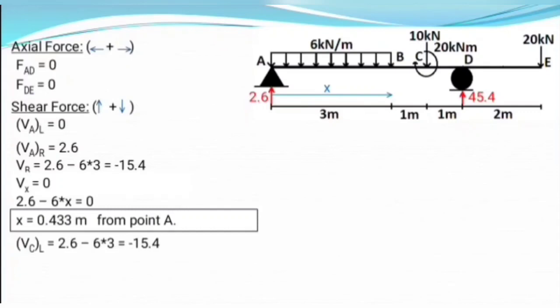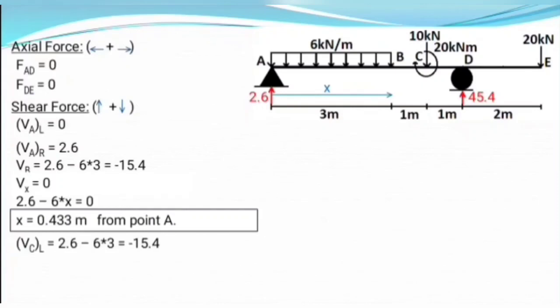We see that on the left of C, one vertical force is 2.6 and the other vertical force is the UDL of 6 kilonewton per meter, which is distributed through the length of 3 meter and is acting downward, so it is taken as negative. So shear force at just left of C equals 2.6 minus 6 into 3 equals minus 15.4. Here shear force at point B and just left of C are equal.